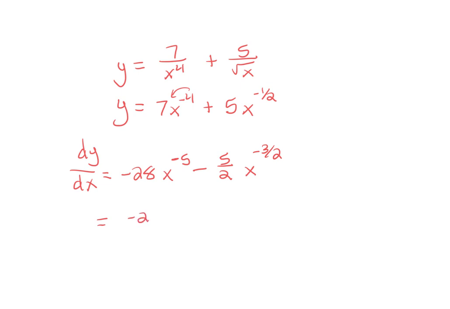Now let's convert that. I've got negative 28 over x to the 5th minus 5 over 2, and that is the square root of x to the 3rd.